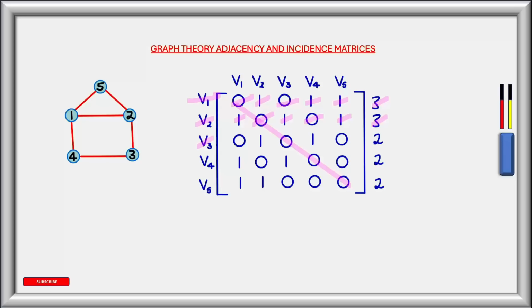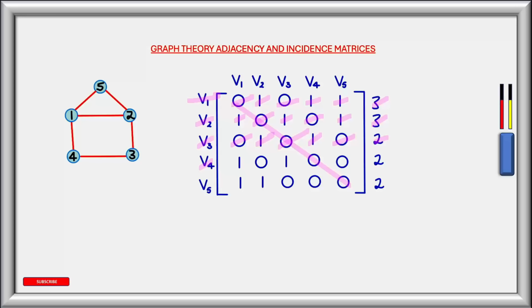And now to row 3, where we have vertex 3. So vertex 3 is not connected to vertex 1. So we place a 0 in row 3, column 1. Vertex 3 is connected to vertex 2 with an edge. Therefore, we place a 1 in row 3, column 2. And there's no loop. So there's a 0 in row 3, column 3. And vertex 3 is connected to vertex 4 with an edge. So we place a 1 in row 3, column 4. And there's no connection between vertex 3 and vertex 5. So we place a 0 in row 3, column 5. And if we sum this row, we see that vertex 3 has a degree of 2.